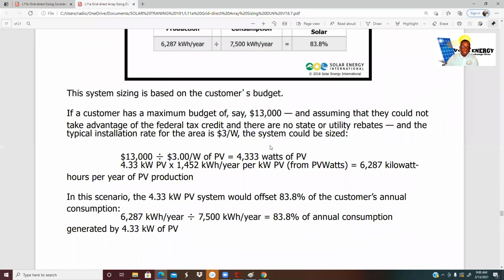According to our material here, we have to use the available budget of the customer, which is 15 grand. The customer budget, I wrote down, is 15 grand. $15,000, that's the budget of the customer. Now our rate for our company is $2 a watt. So $2 a watt. So we're going to come back here.